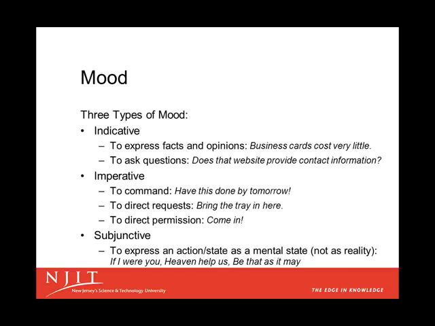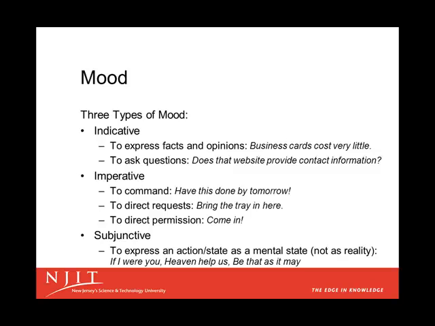Verbs do not only have a voice, they also have a mood. Mood indicates the manner in which the verb expresses an action or state of being. The three moods are indicative, imperative, and subjunctive. The indicative mood is the most commonly used in English. It is used to express facts and opinions and to ask questions, like, "Business cards cost very little," and "Does that website provide contact information?"